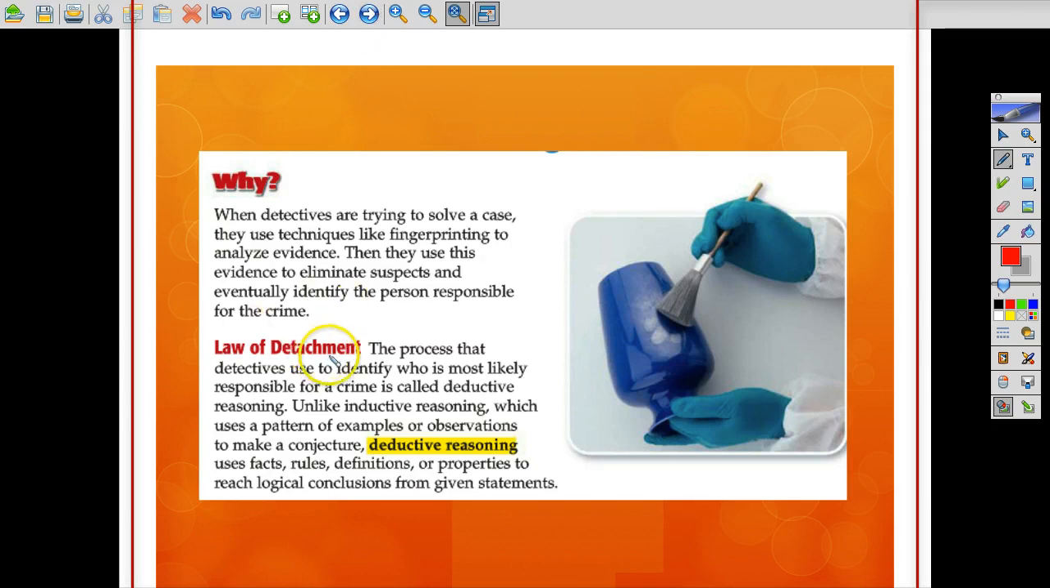Law of detachment. The process that detectives use to identify who is most likely responsible for a crime is called deductive reasoning. Unlike inductive reasoning, which uses a pattern of examples or observations to make a conjecture, deductive reasoning uses facts, rules, definitions, or properties to reach logical conclusions for given statements.